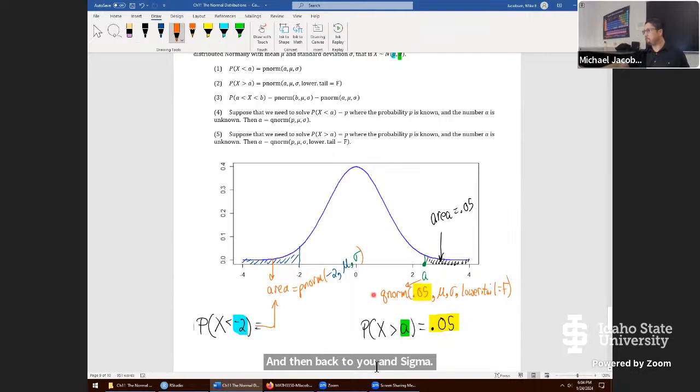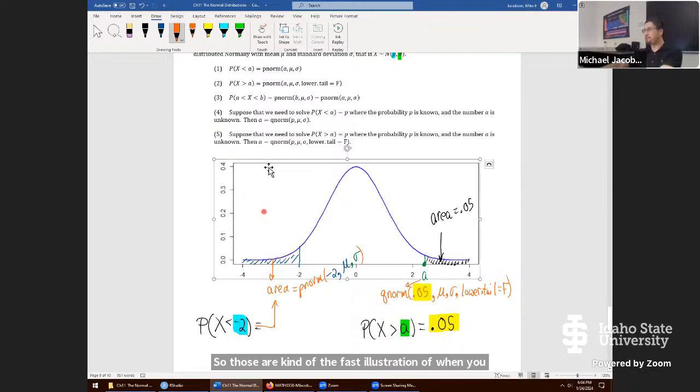So those are kind of a fast illustration of when you use which function. I'd say the takeaway for this picture here is P-norm is always asking for or giving you an area, and Q-norm is always giving you a value on the horizontal axis. But circle that maybe just for extra emphasis. Any other questions or comments, folks, with any one of these pieces of syntax?